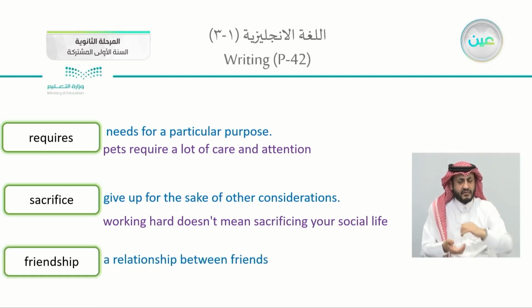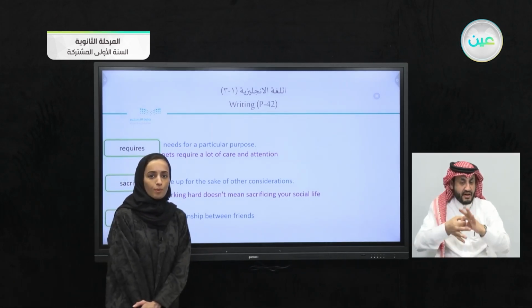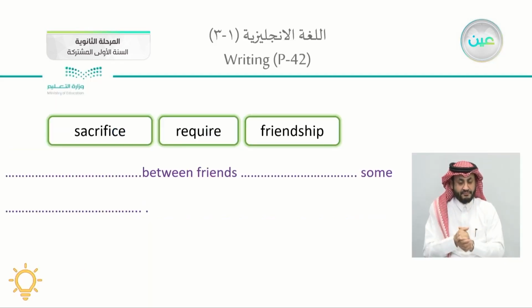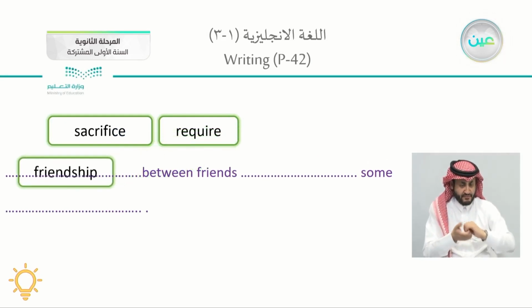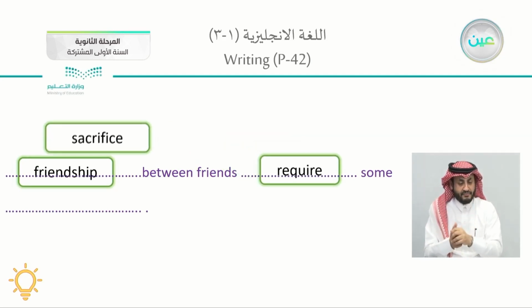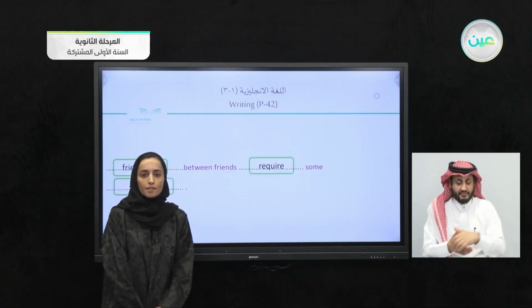What do we mean by friendship? A relationship between friends. And by the way, the suffix ship means relationship. So a relation between friends: friendship, parentship. Then, our friendship lasts for 10 years. So we have been friends for 10 years. Let's try to use these words. We're having the first word, friendship, between friends or relationship between friends. It requires, needs some sacrifices, just like giving them your new bag or sharing your items with them.